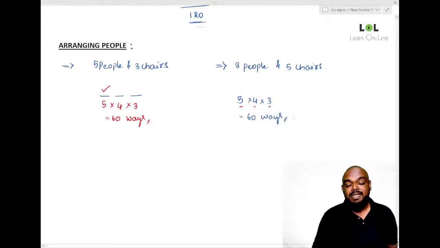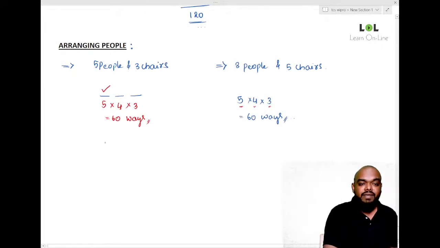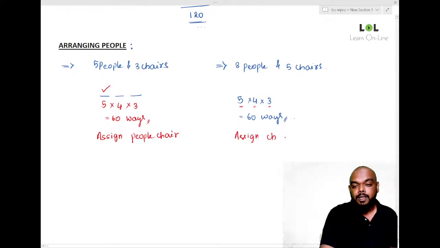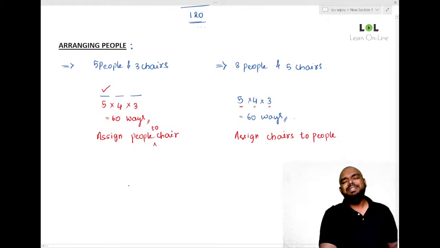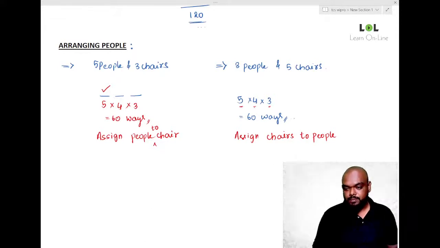Okay. Now observe what is happening here. Here we assign people to chairs. Here what are we doing? We assign chairs to people. This is the only difference. Look, simple point: whichever is greater in number, assign it to whichever is smaller in number.